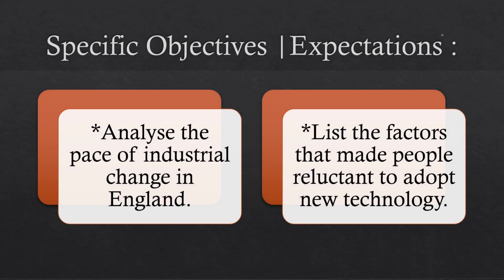So after this video lesson, the expectations are that you would be able to analyze the pace of industrial change in England. You would also be able to list the factors that made people reluctant to adopt new technology.